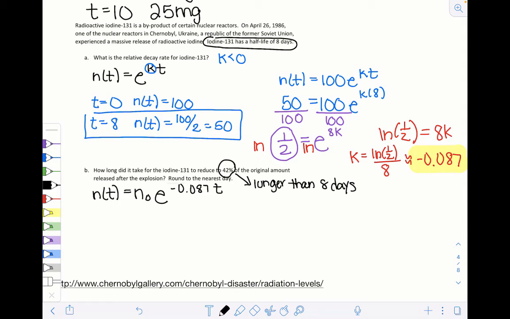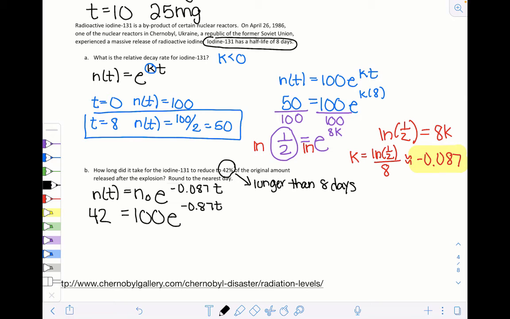Okay, so what could we do at this point? Since we don't know the initial amount, there's a couple of things that we could do. I could actually plug in another value like I did for part A. So in this case, let me go back to 100 again. And if I want to know when it gets to 42%, well, what is 42% of 100? That's going to be 42. And I could go ahead and solve this equation for t, and that will give me my answer.